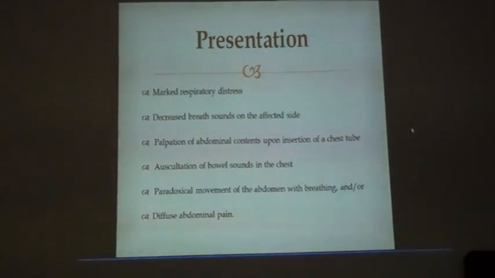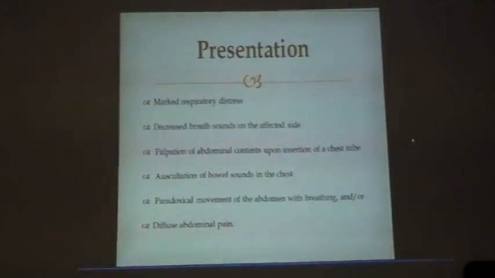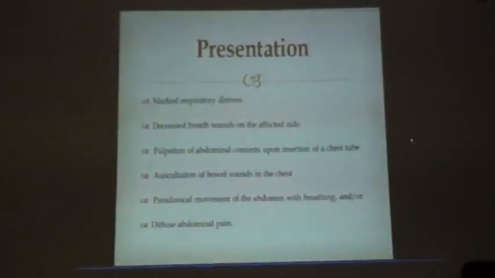They mostly present with marked respiratory distress, decreased breath sounds on the affected side, palpation of the abdominal contents upon insertion of a chest tube, auscultation of bowel sounds in the chest, paradoxical movement of the abdomen with breathing, with or without diffuse abdominal pain.